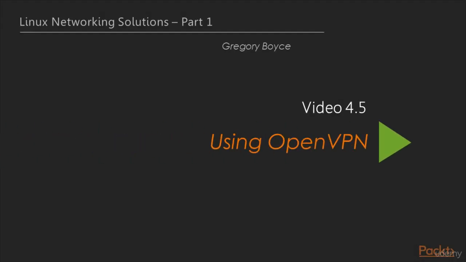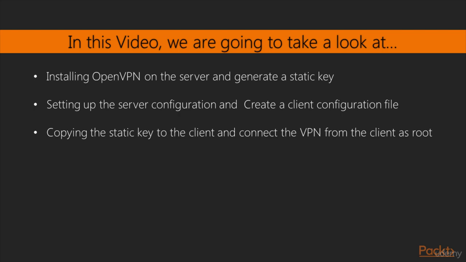Welcome to the last video, using OpenVPN. In our previous video, we dealt with using OpenSSH as a SOCKS proxy. In this video, we will install OpenVPN on the server and generate a static key, then set up the server configuration and create a client configuration file, and finally, copy the static key to the client and connect the VPN from the client as root.